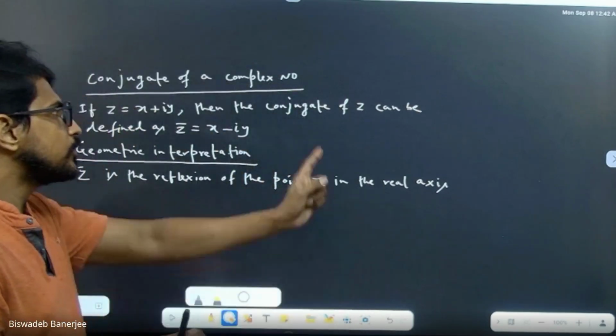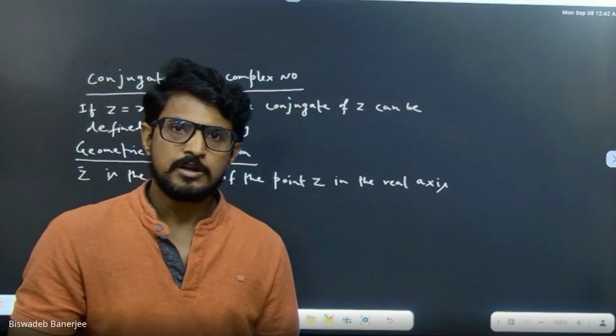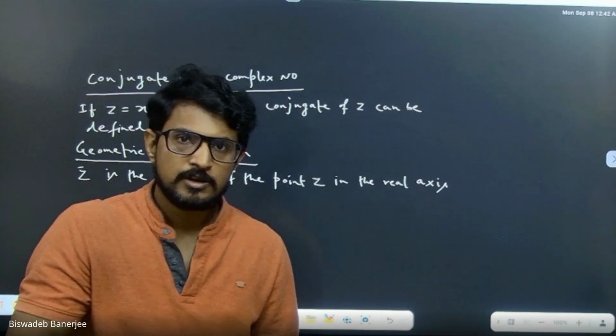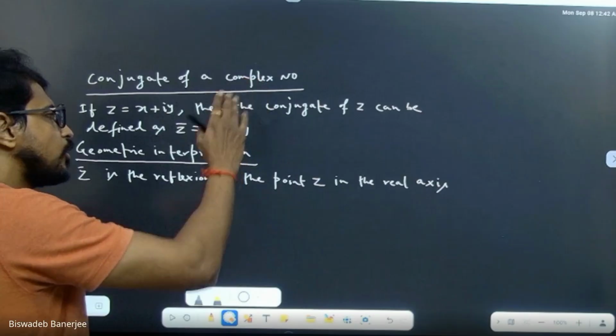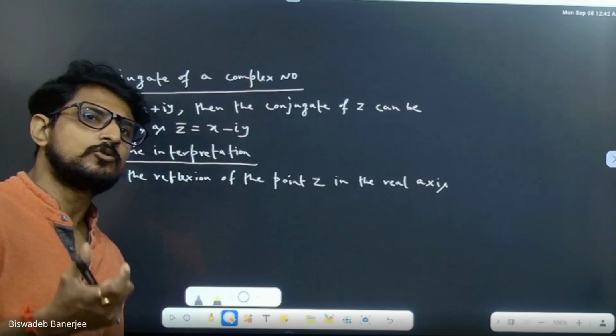তো আজকের ক্লাসে আমি যেটা করতে চলেছি সেটা হচ্ছে কনজুগেট অফ আ কমপ্লেক্স নাম্বার আর তার কিছু ইম্পর্টেন্ট প্রপার্টিজ। তো দেখো, কনজুগেট অফ আ কমপ্লেক্স নাম্বার বলতে আমরা কি বুঝি? হোয়াট ইজ দ্য মিনিং অফ কনজুগেট?